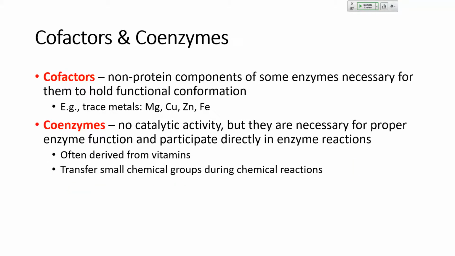All right. The next thing we'll talk about here are cofactors and coenzymes. So these are important functional molecules that are required for enzymatic reactions. Cofactors are basically non-protein components of some enzymes, and these are necessary for the enzyme to hold its function or to hold its functional conformation. These can be trace metals like magnesium, copper, zinc, or iron. And they're usually just supporting structures, just helping along the way.